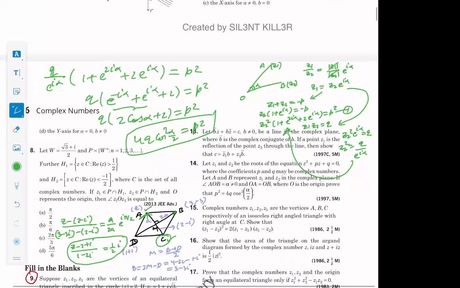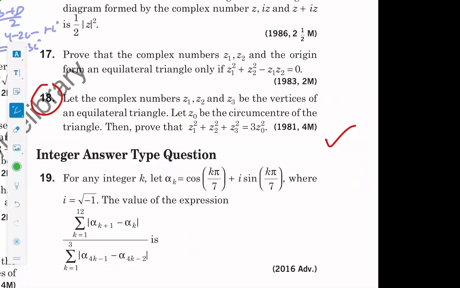Now see question number 18. As it involves circumcenter, Z1, Z2, Z3 are the vertices of an equilateral triangle. So do you know the relation Z1 square plus Z2 square plus Z3 square is equal to Z1 Z2 plus Z2 Z3 plus Z3 Z1.